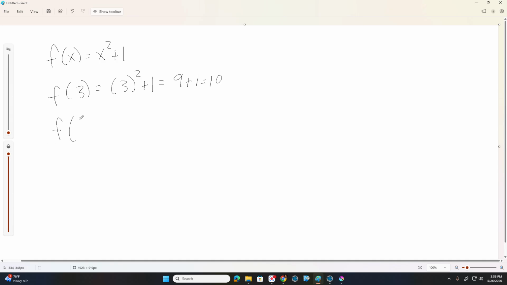Like, what is f of h? Well, the rule is, going back to the inputs and outputs, x is our input, and f of x is our output. So whenever we plug into f, what does it do? It takes our input x, it squares x, and it adds 1. So when our input changes to h, we're going to square h and add 1.